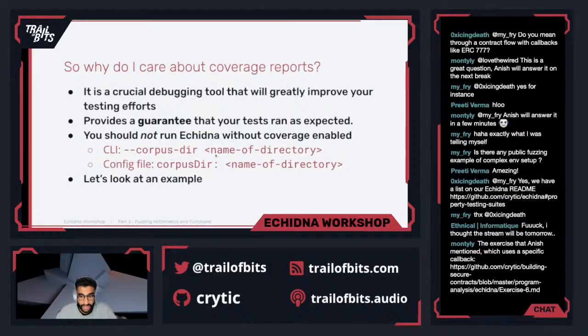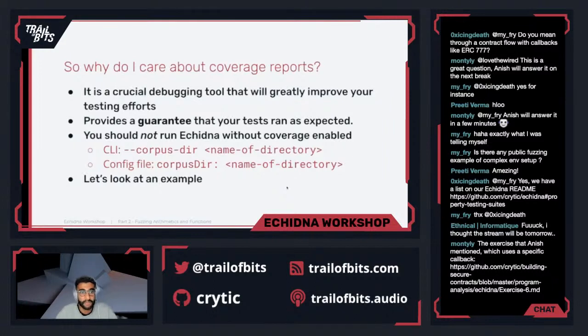So you do corpus dir and the name of the directory. The directory will hold the coverage reports at the end. After Echidna exits, Echidna will populate a new text file with the report for that sequence of runs. If you're using the config file, which is what we'll do, we'll actually set corpus dir and the name of the directory. Okay, enough talk.